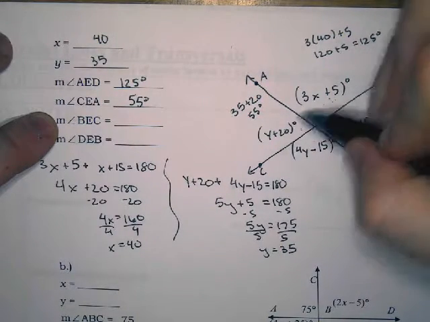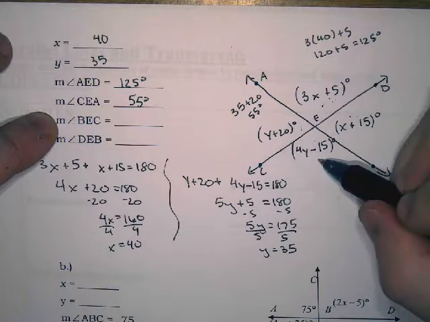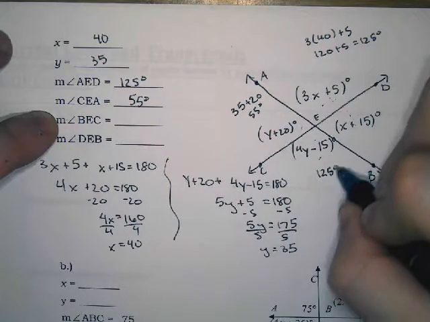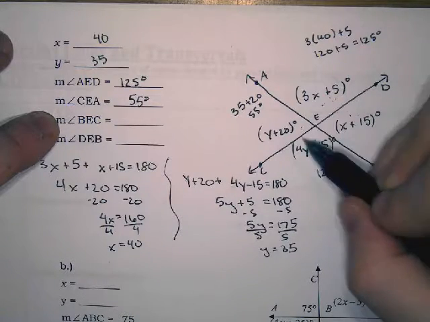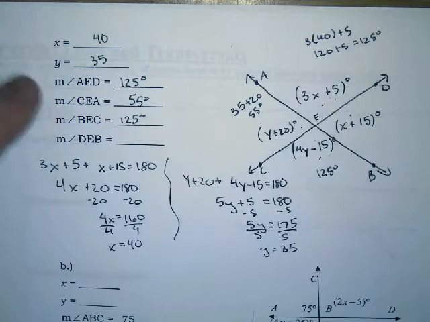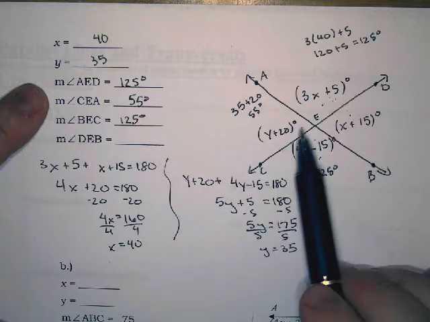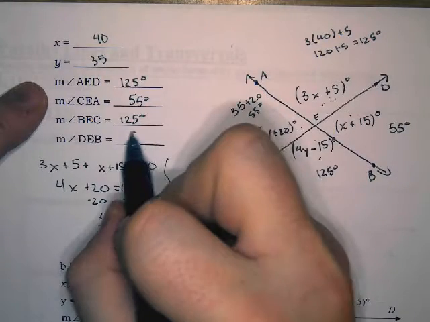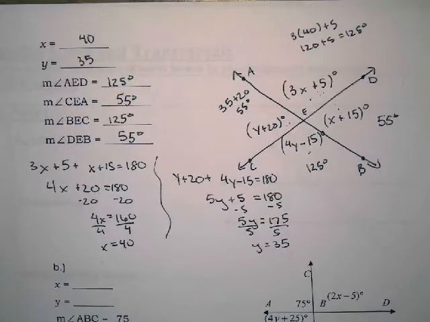If this one's 125 degrees, and we have vertical angles, what do we know about this angle? It also has to be 125 degrees. I don't have to plug in y and go through the math. I can use the idea that vertical angles are congruent. So this is 125 degrees, and we can use that same argument to find that if this is 55 degrees, then this angle over here must be 55 degrees. Vertical angles. So use those vertical angles when appropriate.